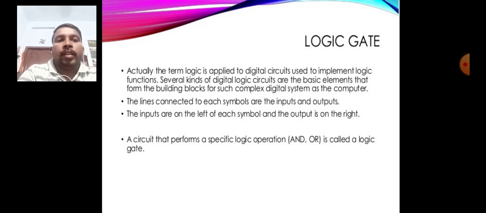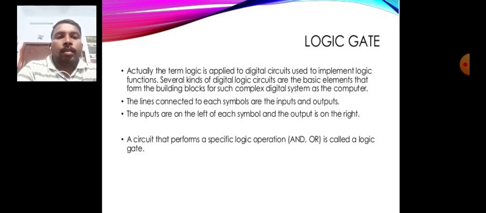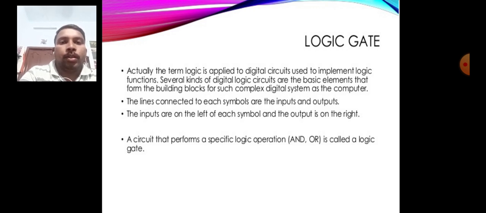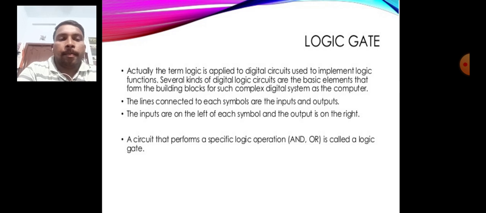How can we define the logic gate? A circuit that performs a specific logic operation, such as the AND gate or OR gate. So whatever it may be, a circuit that performs a specific logic operation is called a logic gate.